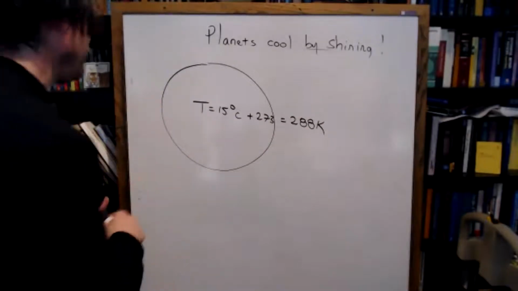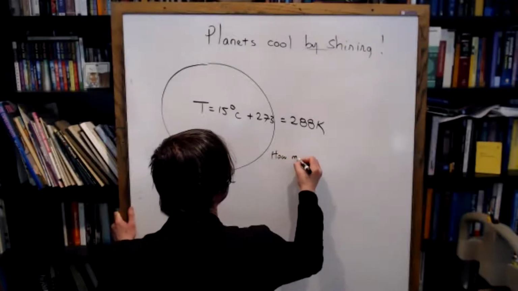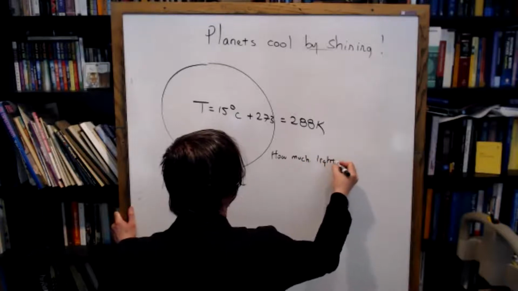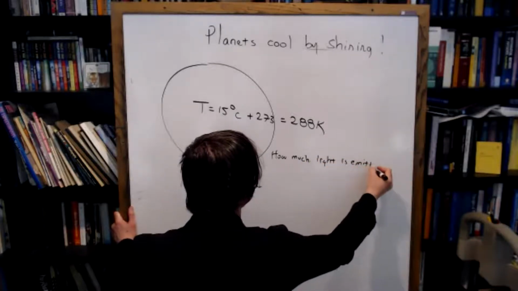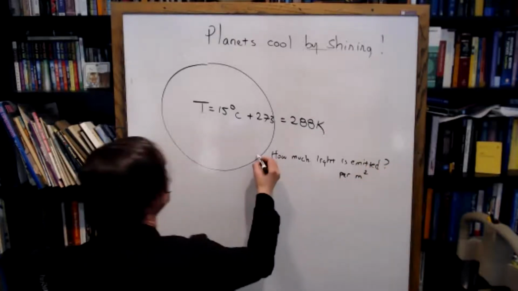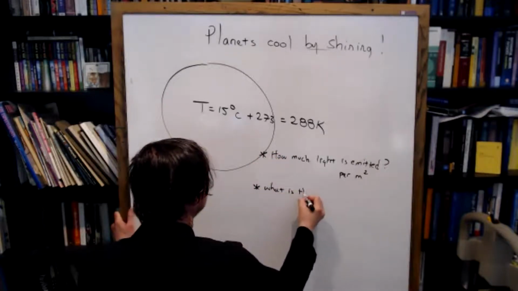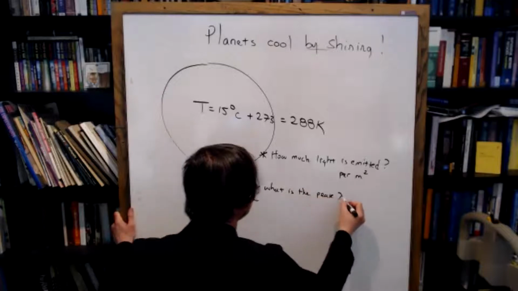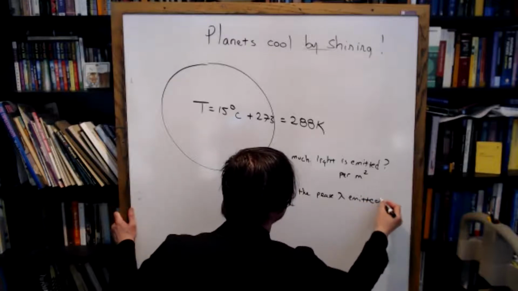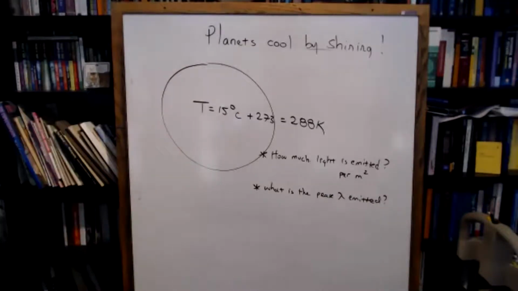So I want to know two questions. How much light is emitted per square meter of Earth? And I also want to know the answer to the question, what is the peak wavelength emitted by this warm rock in outer space? Do you guys remember which formulas we need to answer such a question?